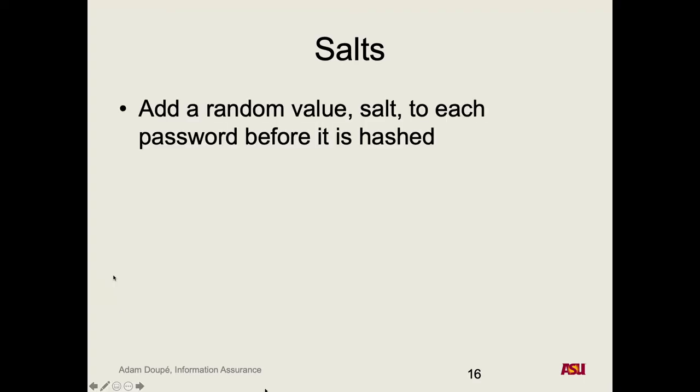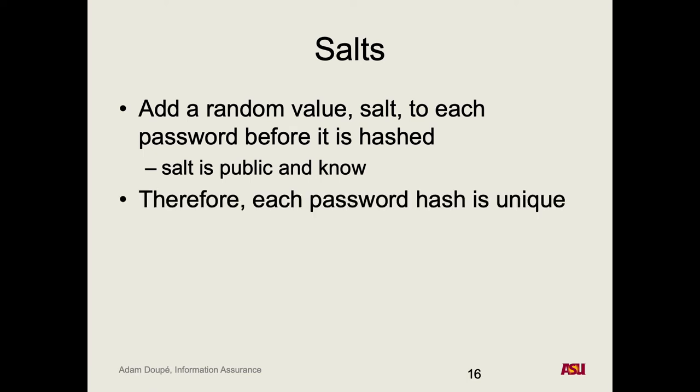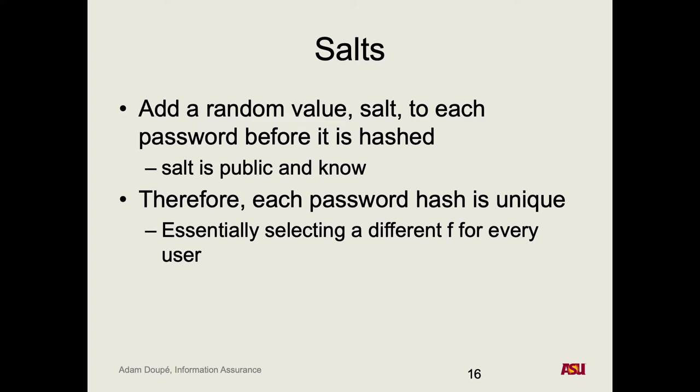And I think we basically already talked about the salts. Yeah, so a random value that's public, known, added before it's hashed. So you can think of it in two different ways. Essentially, each password hash is unique now, and this way, if two users have the same password, we won't be able to easily tell just based on the hashes, because they'll have different salts, so they will have different hashes. And another way to think about this is having a different F for every user.